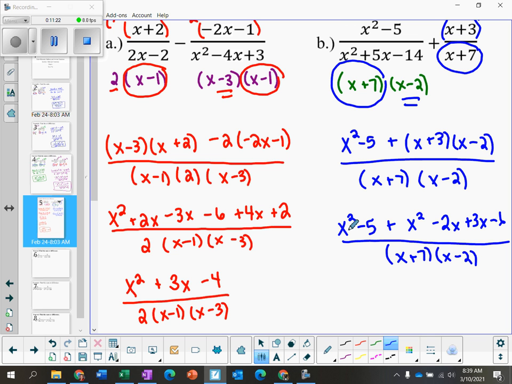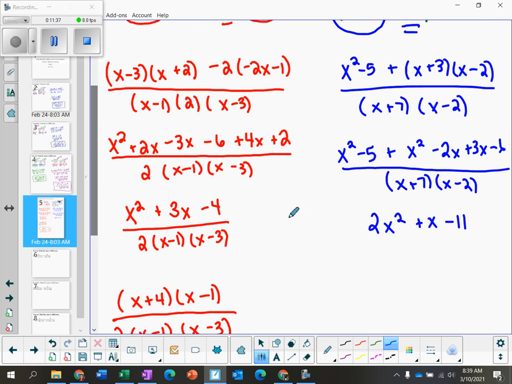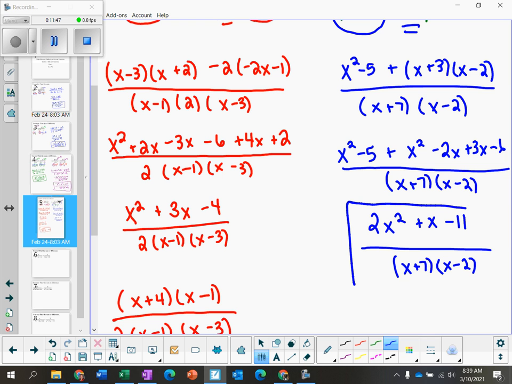And now we'll combine. We have x squared plus x squared is 2x squared. Negative 2x plus 3x is plus x. Negative 5, negative 6 is negative 11. And the whole thing is going to stay over x plus 7, x minus 2. 2x squared plus x minus 11 will not factor any further, because if I did 2 times negative 11 and got negative 22, no two numbers multiply to negative 22 and add to positive 1, so that's it. We can't factor further. We can't cancel anything else out.